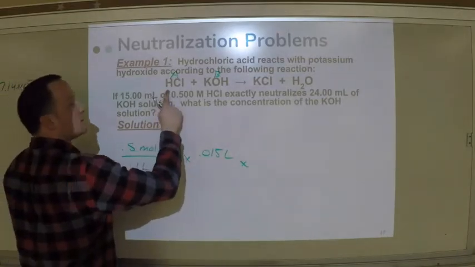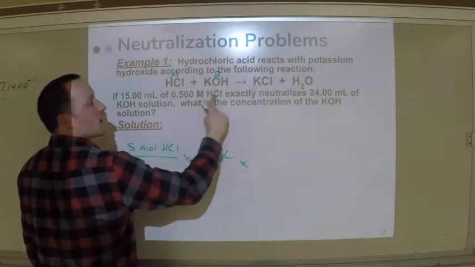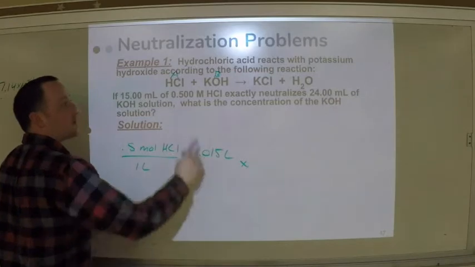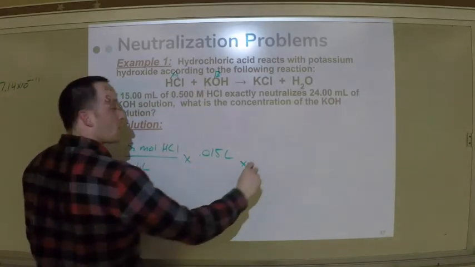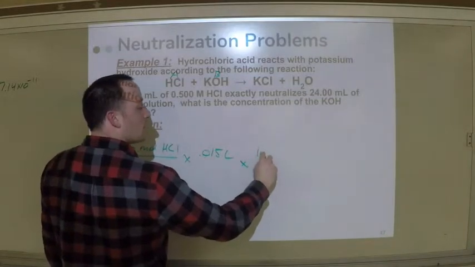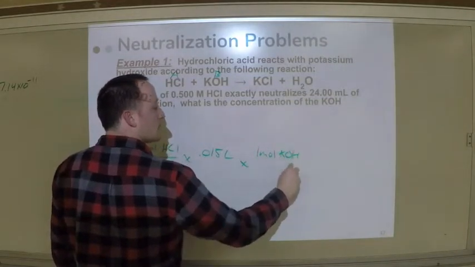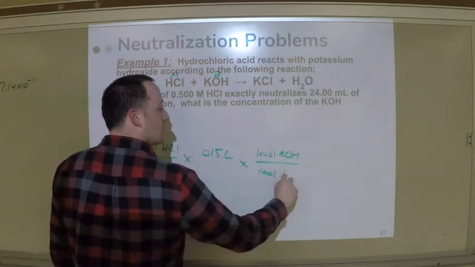This equation is already balanced. I have hydrogen here and here, that's 2 hydrogens. I have 1 oxygen on the left and 1 oxygen on the right, and then 1 potassium and 1 chlorine. So it's already balanced, so my mole ratio is going to be 1 mole of KOH for every 1 mole of HCl.